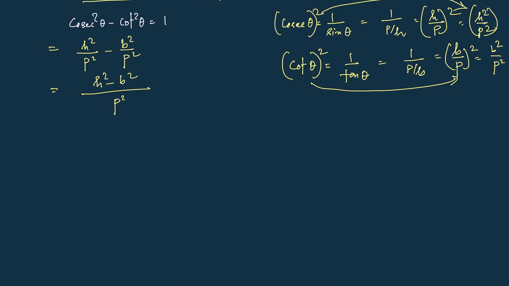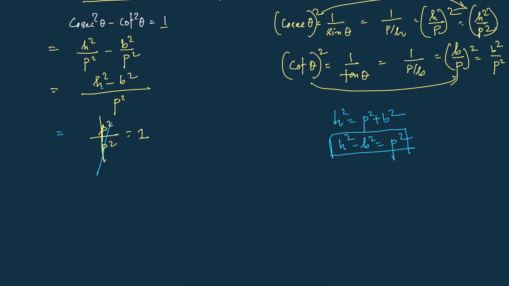But again, from the Pythagorean theorem, h square is equal to p square plus b square. So h square minus b square will be what? Is equal to p square. So I am going to replace this h square minus b square with p square here. So p square by p square. P square by p square is nothing but 1. Okay. So that's why this is the value.